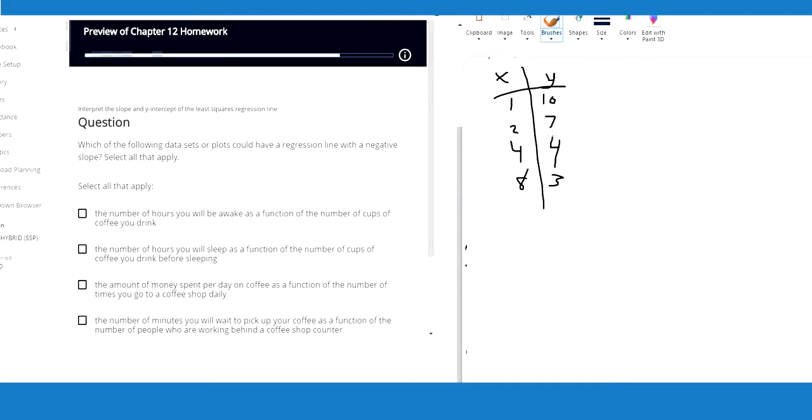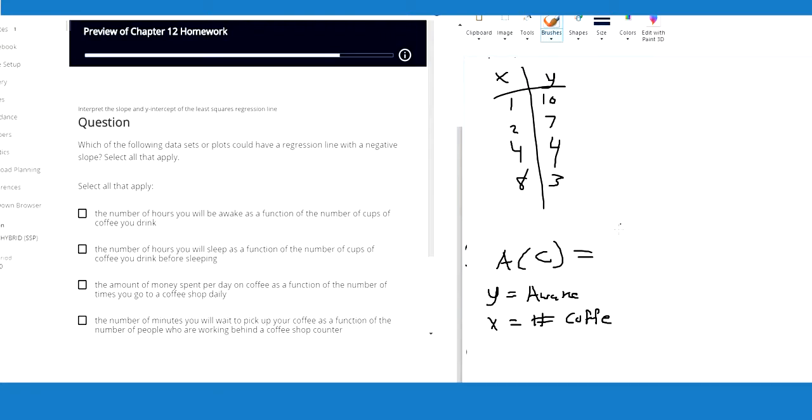Okay, so the number of hours you will be awake as a function of the number of cups of coffee you drink. So the number of hours you're awake, maybe A for awake, is a function of the number of cups of coffee you drink. So C is our domain variable. In other words, the amount of hours you're awake is A, which is the y variable, the dependent variable, and x is the number of cups of coffee, the independent variable. X should be causing y, right? Not the other way around.